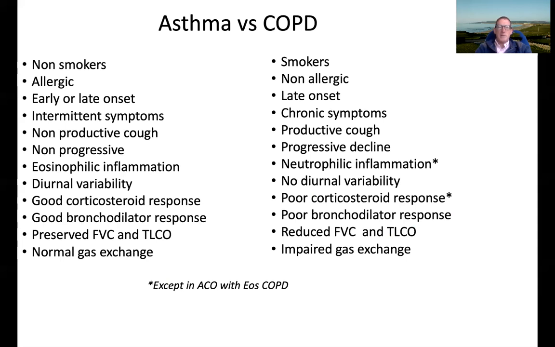So this is an important money slide. You will be asked about it in exams. It's a slide which I've devised, which contrasts asthma against COPD. So we're talking on this side asthma, and on the right side COPD. So non-smokers versus smokers, allergic versus non-allergic, early or late onset versus late onset, intermittent versus chronic symptoms, non-productive or productive cough, non-progressive or progressive decline in lung function, eosinophilic versus neutrophilic inflammation with the caveat of ACO in 20% of patients in COPD, diurnal variability or no diurnal variability, good corticosteroid response or poor response, good bronchodilator response or poor response.